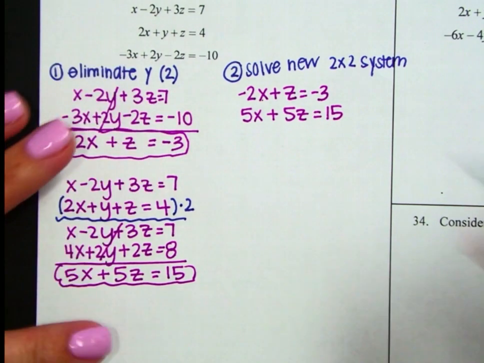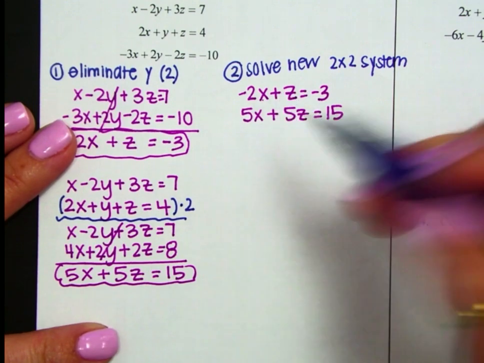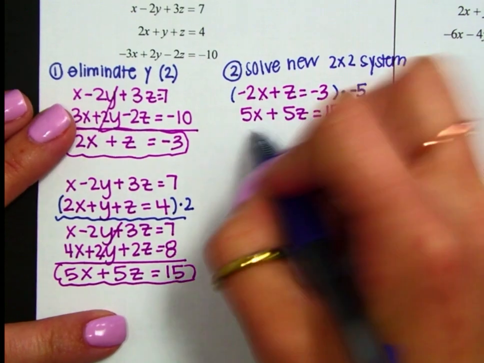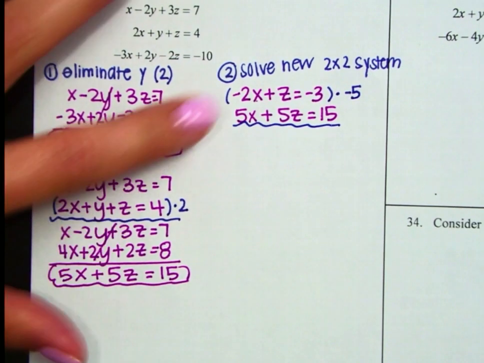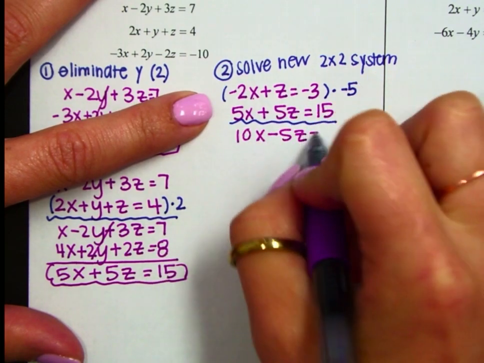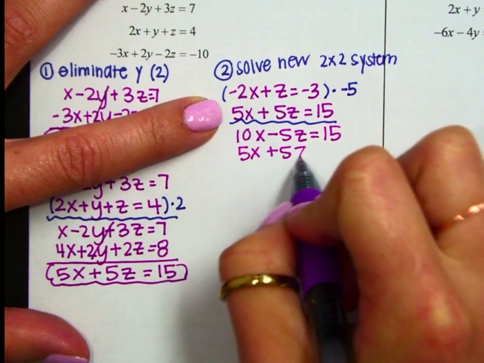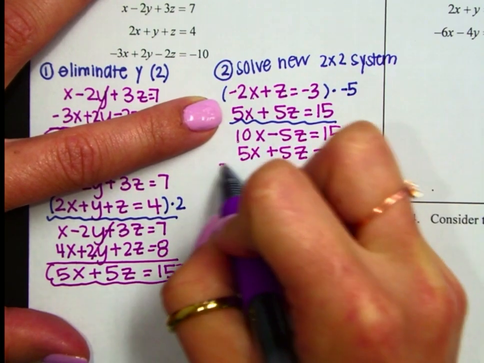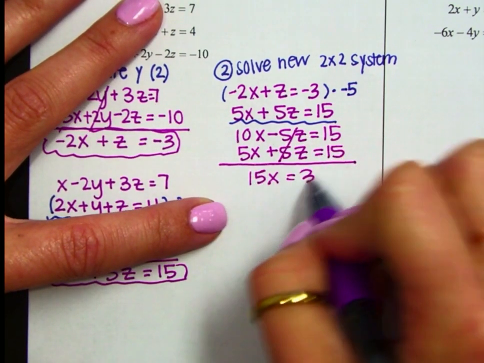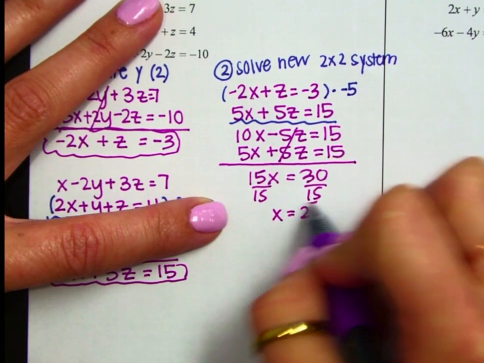So I'm going to multiply this top equation by negative 5 because if I have a negative 5 here, positive 5, those will cancel. So my new equation on the top becomes positive 10x minus 5z is equal to 15. Second equation isn't going to change. I'm just going to copy it down. And now I'm going to add down, cancel out my z's. And solving, I get x equals 2.